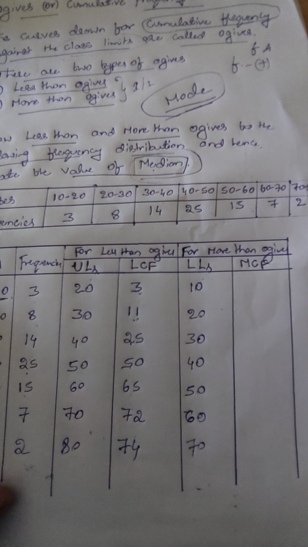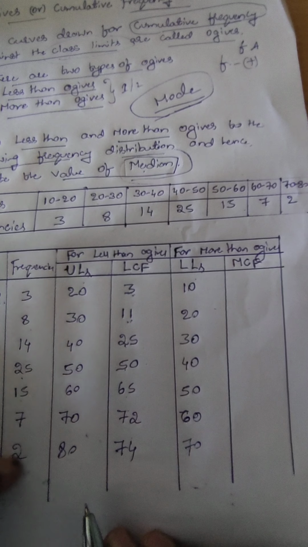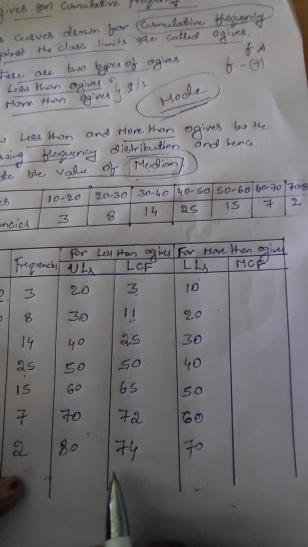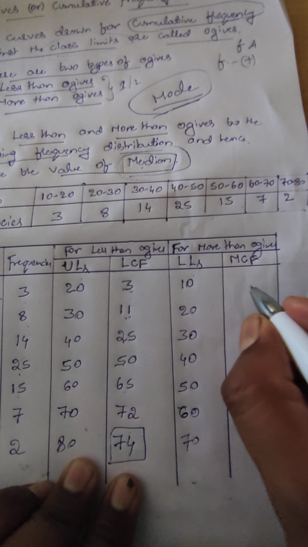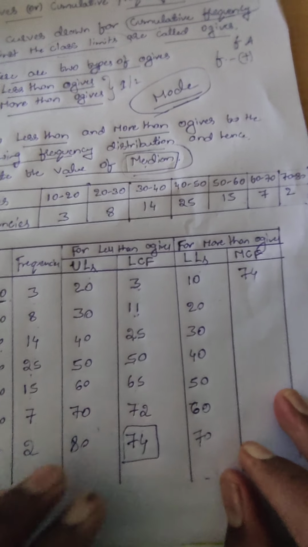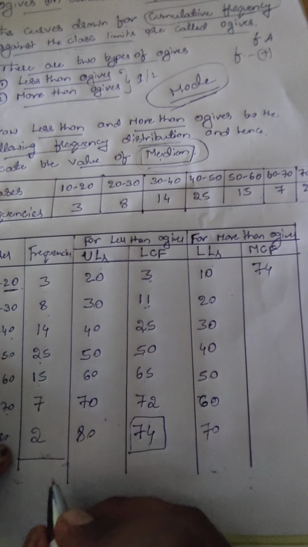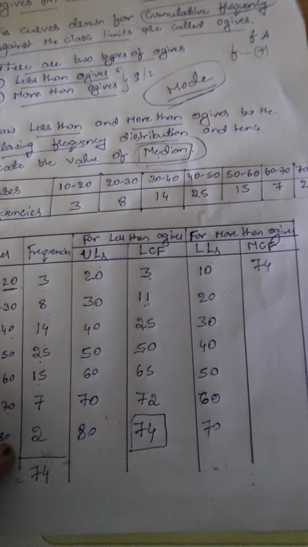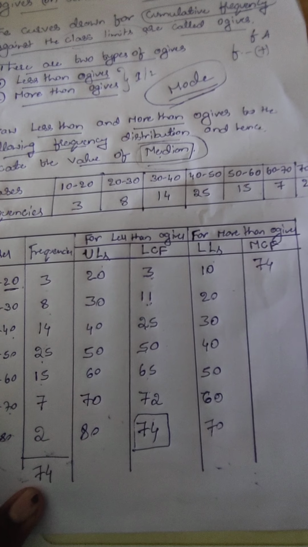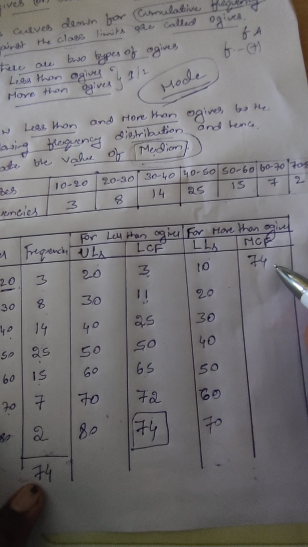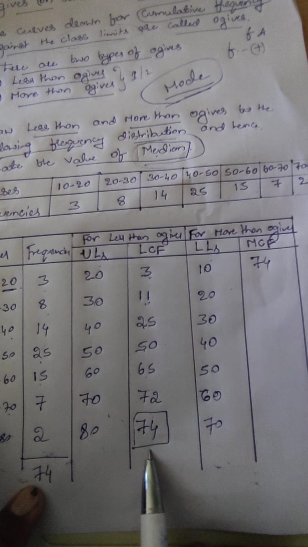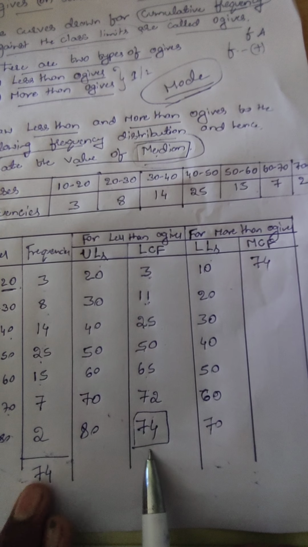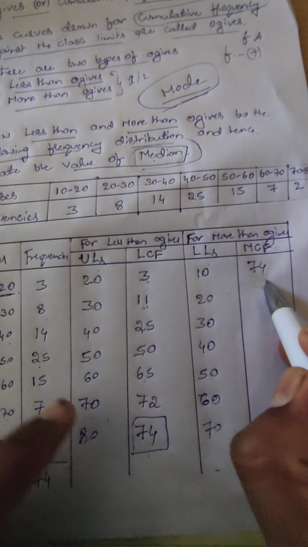Okay, students. First we write the total of the frequencies, which is the last less than cumulative frequency. If you make a total of the frequencies, you will get 74. So the total we write first here. Or else we can take the LCF last value, which is also equal to the total of frequencies. Okay, 74 first we have to take.